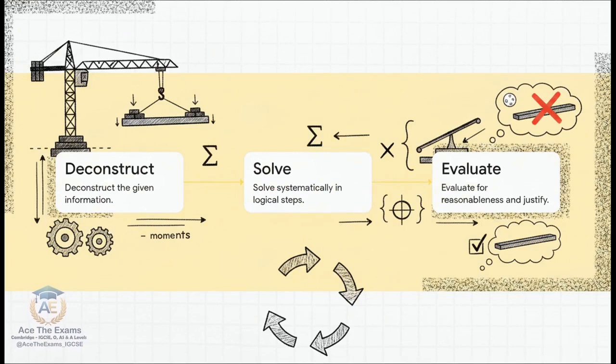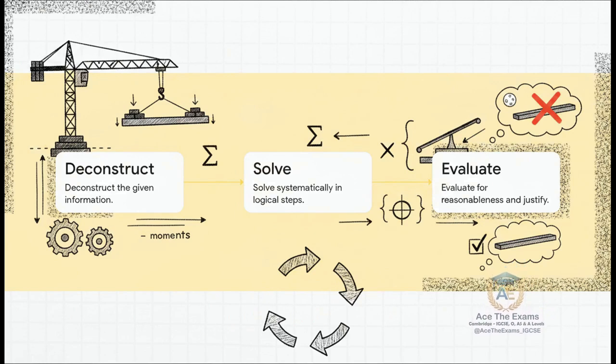Alternatively, you can think of it as the deconstruct, solve, and evaluate cycle. This forces you to check the validity of your answer before you move on. Welcome to Challenge 3, speed writing. You have 30 seconds to write a PEEL paragraph for why a crane doesn't tip over.